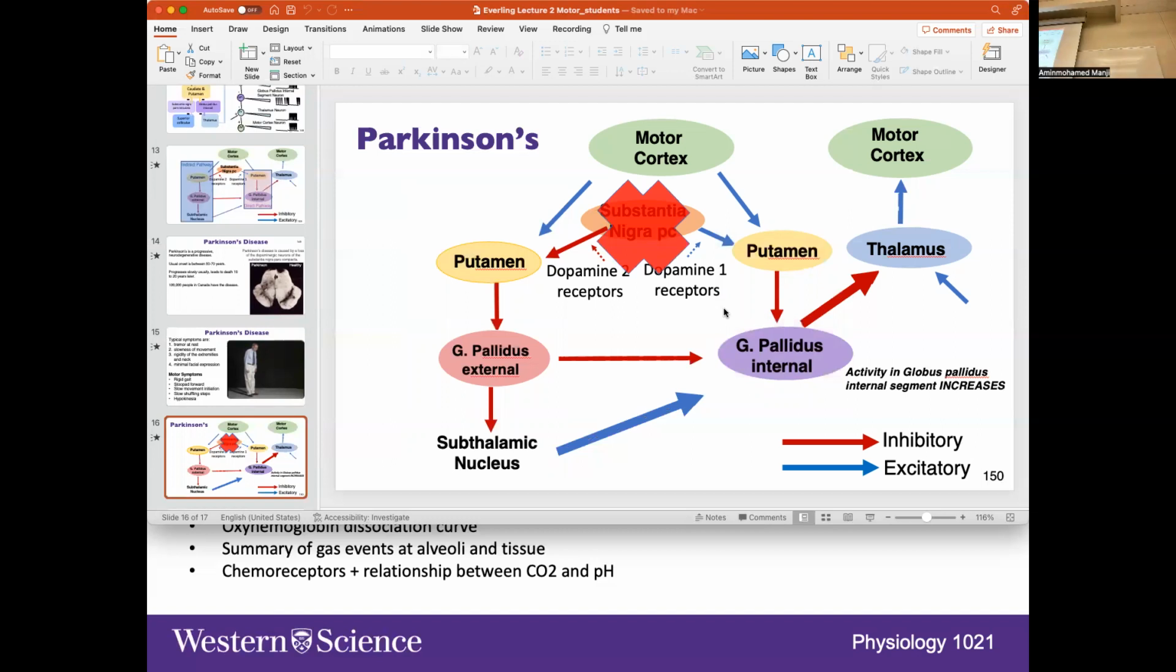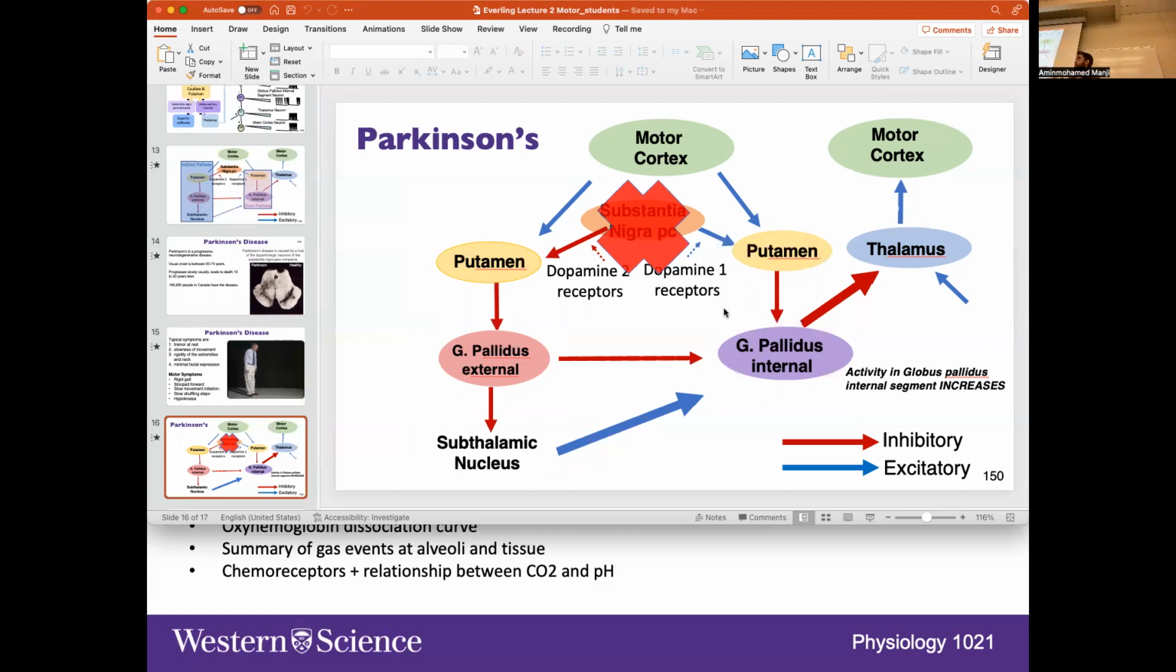The activity of this increases because you've lost dopamine. And again, you can work through the pathways, the excitatory and inhibitory and all that. The point is, the activity of this structure increases. What is the consequence of that? It inhibits the thalamus and prevents it from exciting the motor cortex.